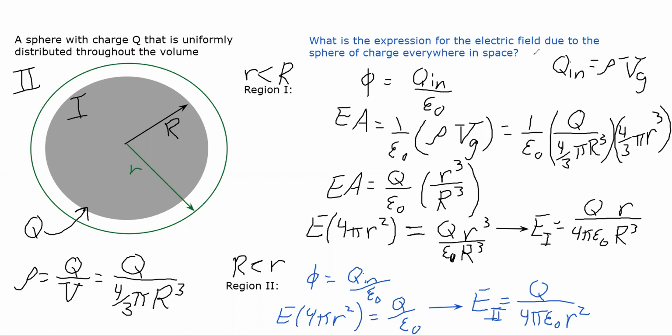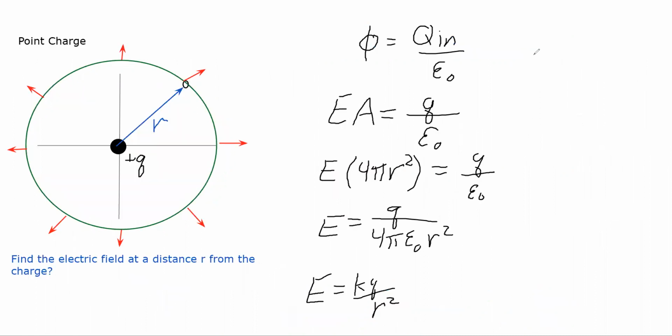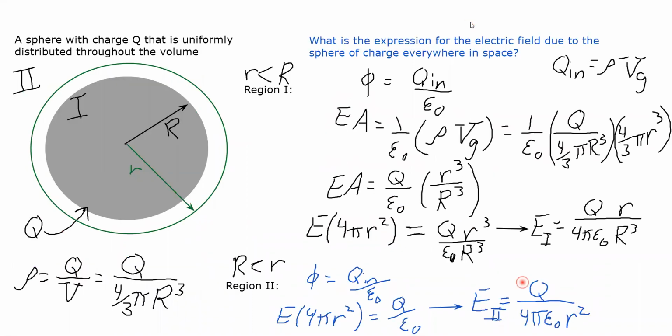Take a look at the electric field for region 2. What does that look like to you? K over 4 pi epsilon 0 r squared. When have you seen that before? Well, we just saw it over here: Q over 4 pi epsilon 0 r squared. This is just the electric field for a point charge located at the origin. Well, we get the same thing here. This is the electric field due to a point charge at the origin.